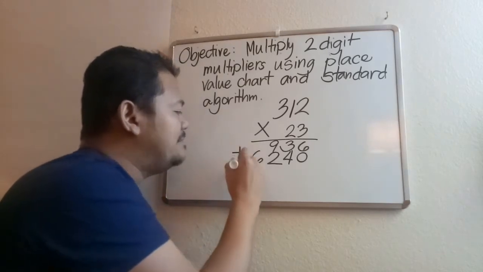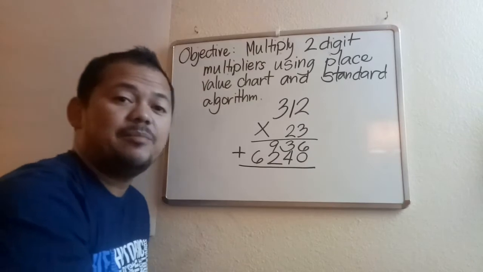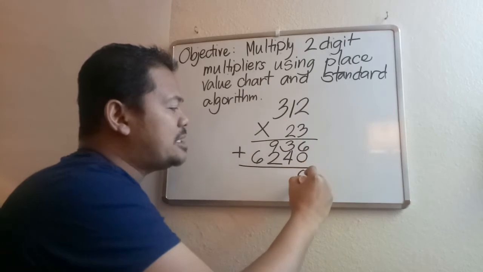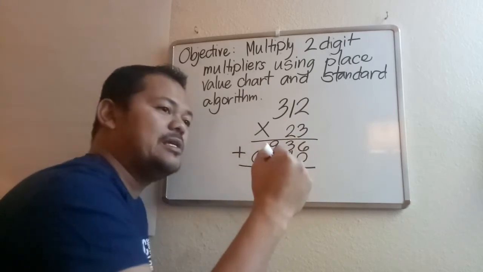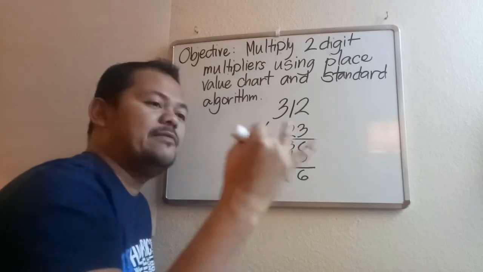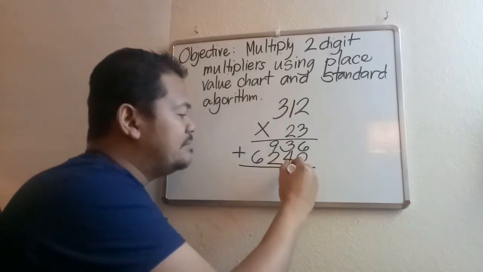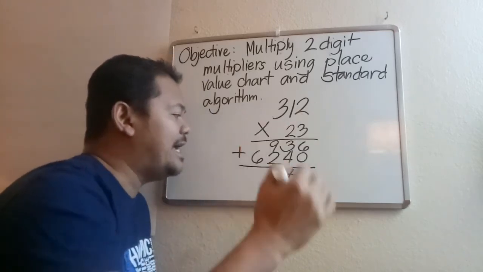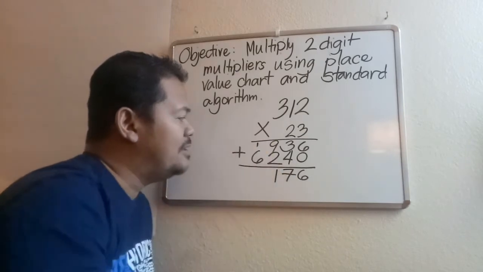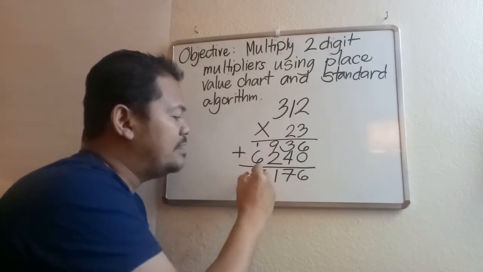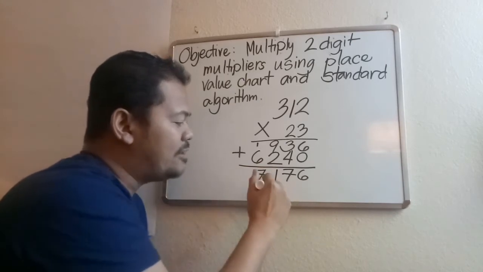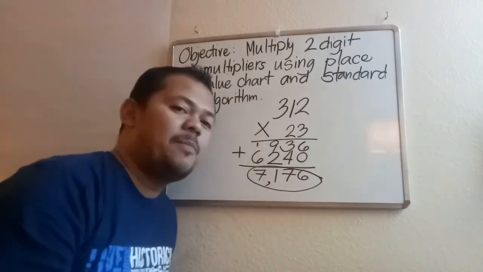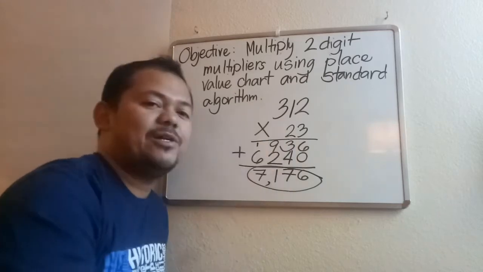When you write add, draw the line here, and that's the time you can add your products. So we have 6 plus 0 equals 6. 3 plus 4 is 7. 9 plus 2 is 11. Carry 1. 1 plus 6 equals 7. Count to 3: 1, 2, 3. Write the comma. And this is your final answer. This is how you answer two-digit multipliers in the standard algorithm.